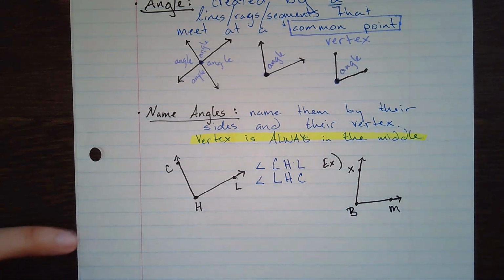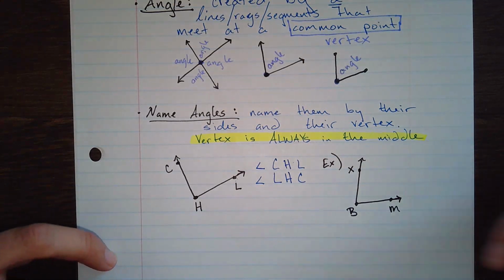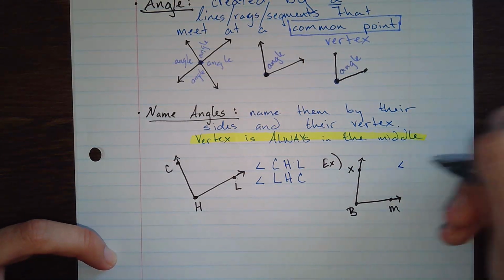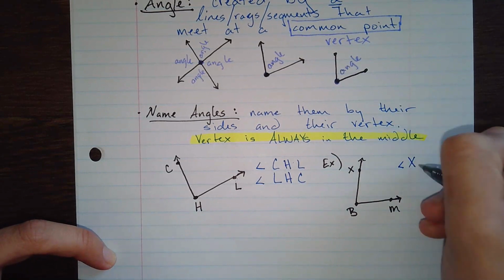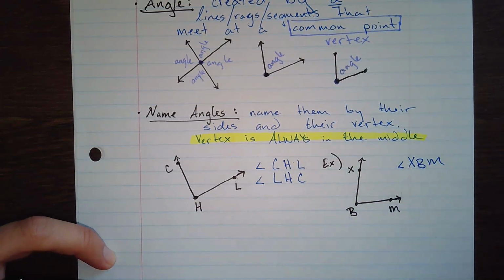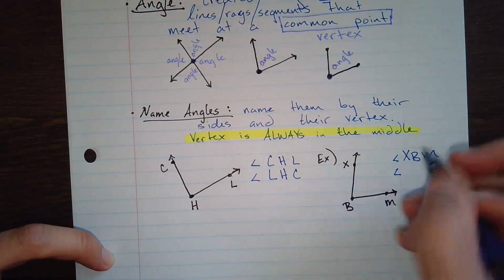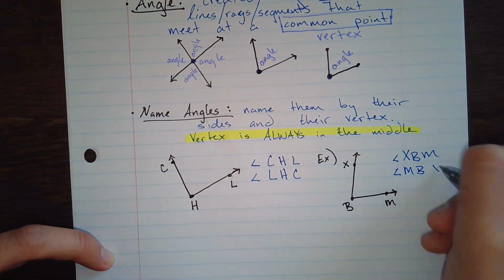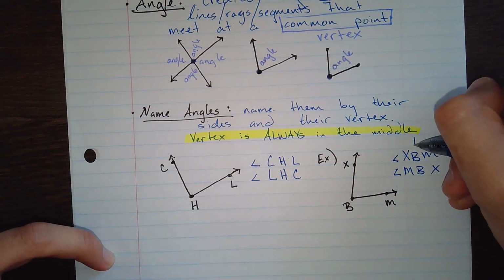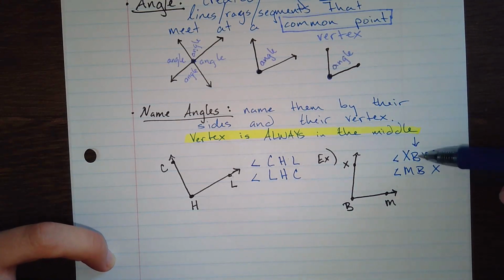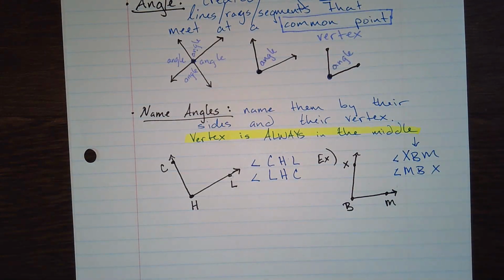Okay, so go ahead and take a second to name this angle on your own. So we should have two different options. We can have angle XBM, or we go the other way and have MBX. It's just really important that we have the vertex listed in the middle when we're naming this.